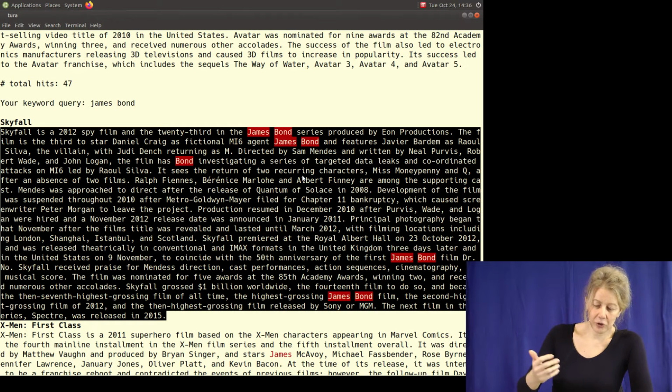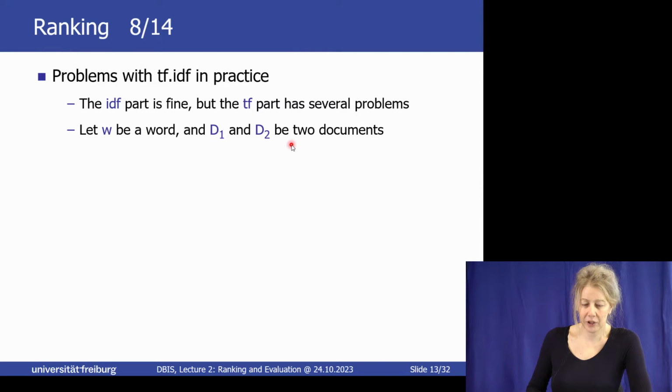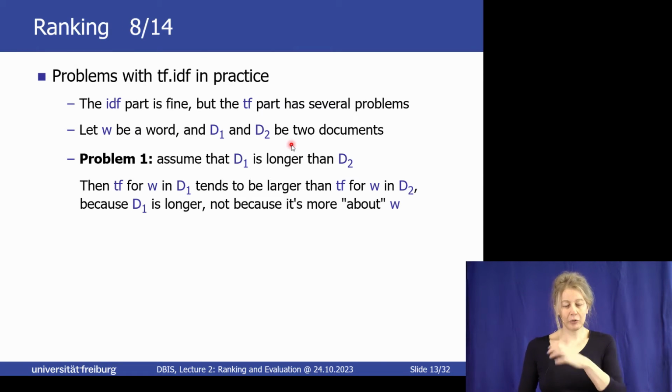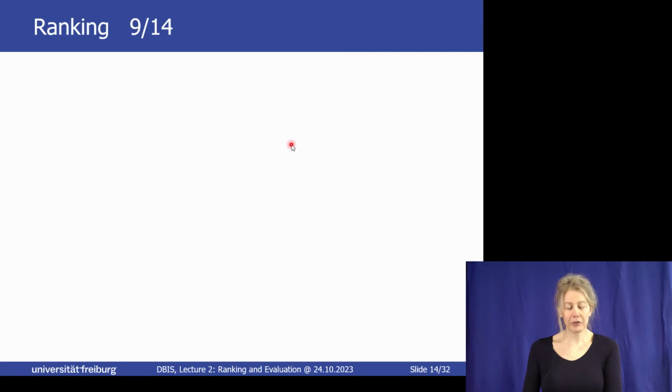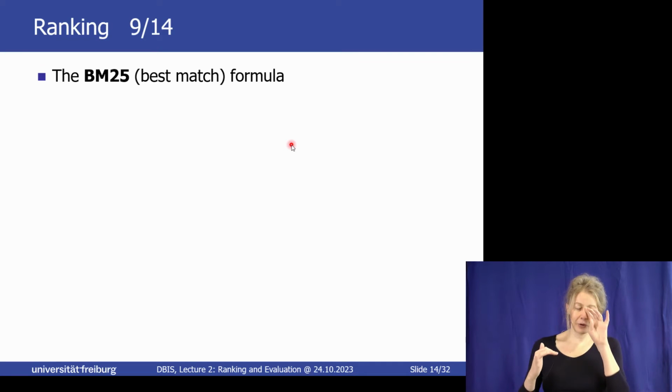So some documents are shorter, some are longer. Longer documents will contain more words. It's kind of unfair to say that if this document would be twice the length, it's twice as much about James Bond, just because it contains the words twice as often. That's kind of strange. Just because it's longer, it's not more about the word. And that's written on these slides. I just explained to you the intuition. You can look at this yourself at home. I will now tell you how to address this.